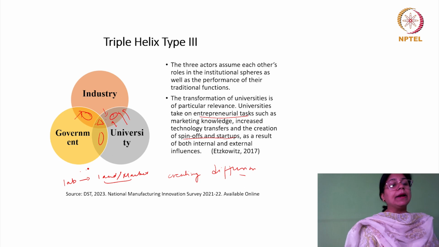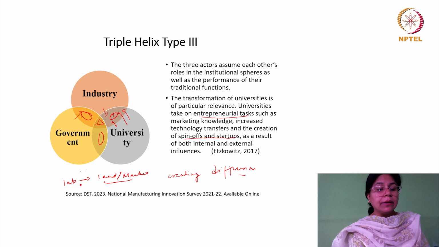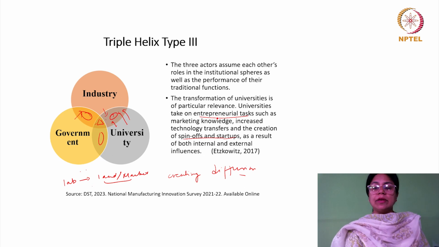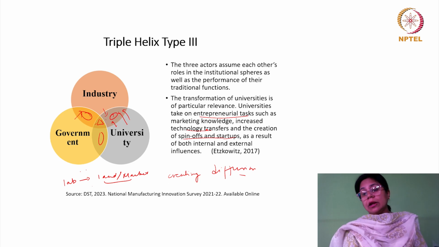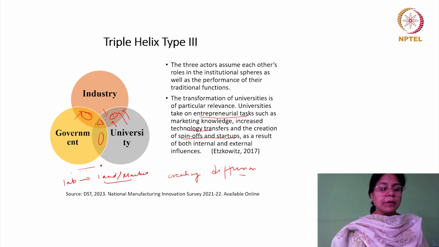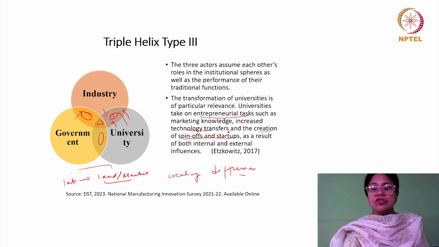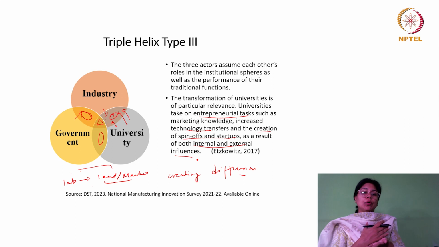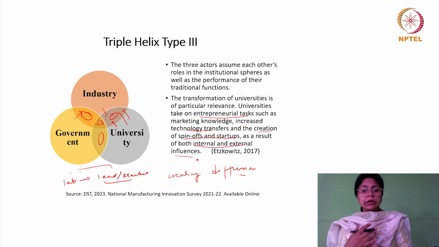Whatever activities are required and needed within that process also become a focus of the universities. So there would be an increase in technology transfers. Universities might engage with patenting, and not only patenting but also engage with the industry to have licensing agreements, so that this particular focus is fulfilled. There is also the creation of spin-offs and startups, which can be the result of both internal and external influences.